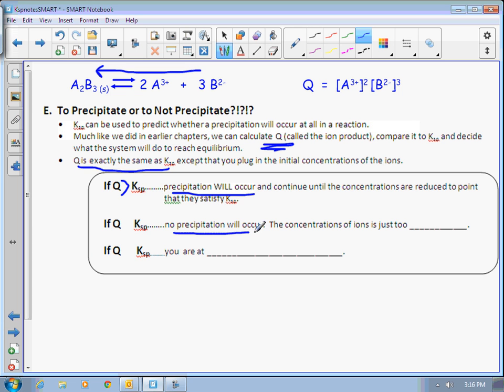So what if you mix two things and you don't get any precipitation? Well, that means Q is less than Ksp. The concentrations of the ions are just too low.